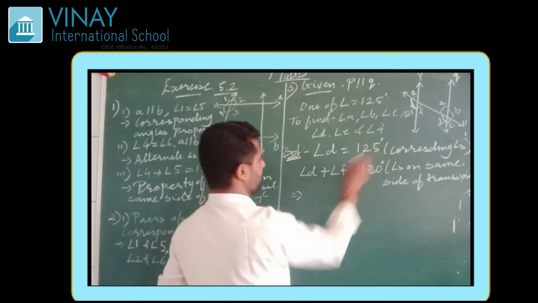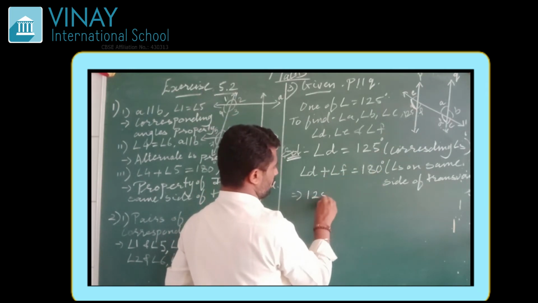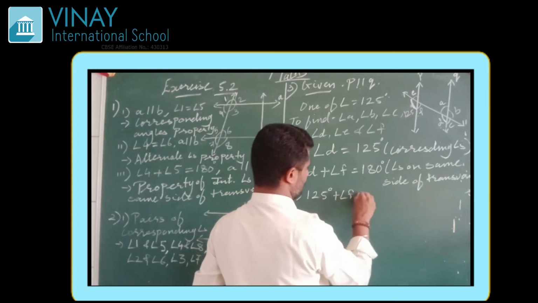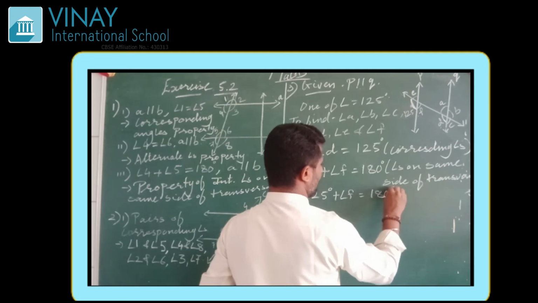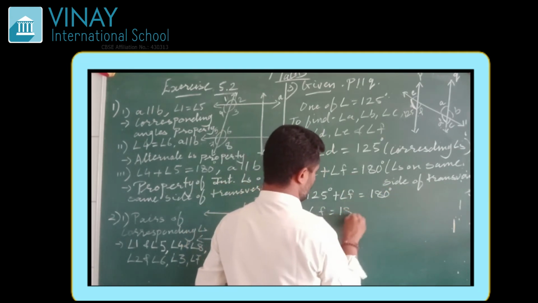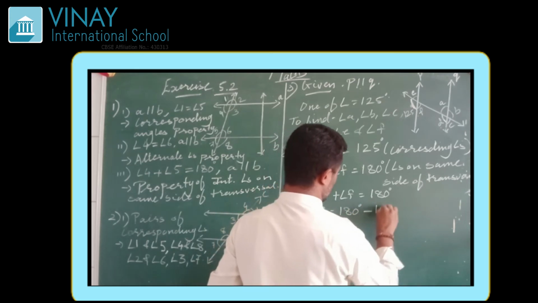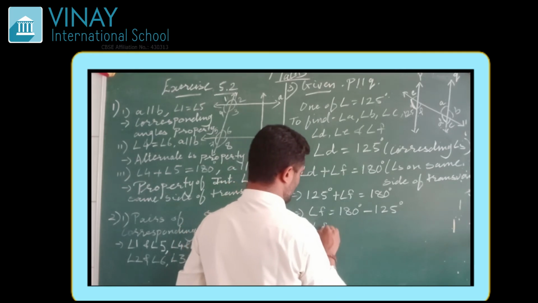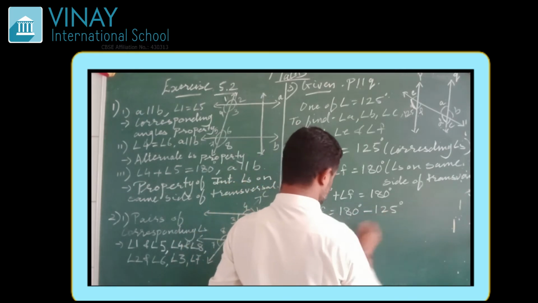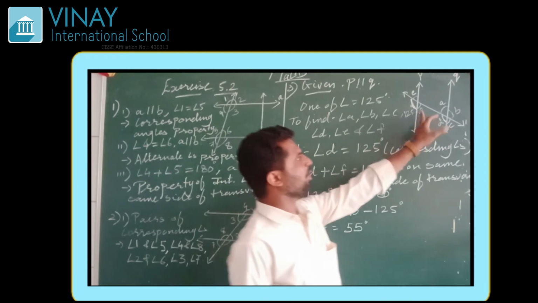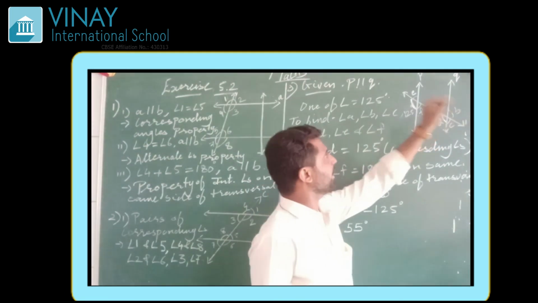So we can say that angle D, 125 degrees, plus angle F is equal to 180 degrees. So angle F is equal to 180 degrees minus 125 degrees, which is 55 degrees. Now angle F we got is 55 degrees.